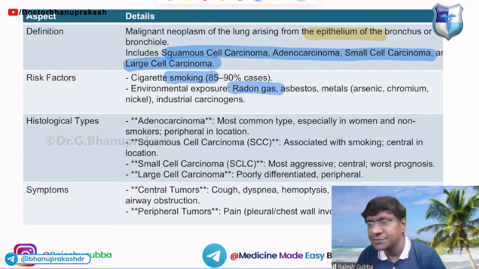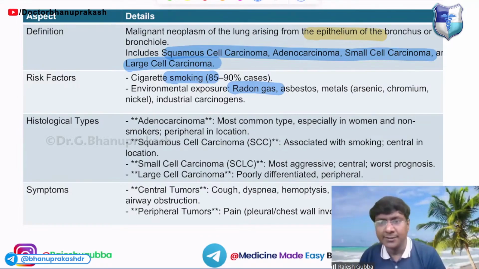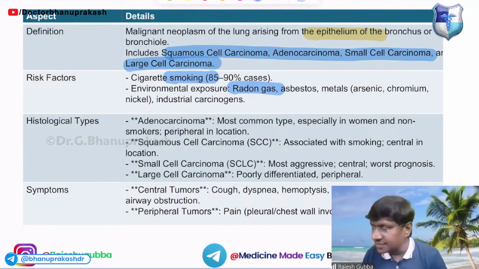What are the environmental factors that can cause bronchogenic carcinoma? Most commonly, it is exposure to radon gas. Then other environmental exposures will be asbestos and metals like arsenic, chromium, and nickel. What are the histological types?